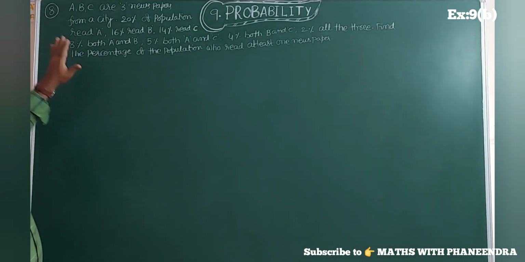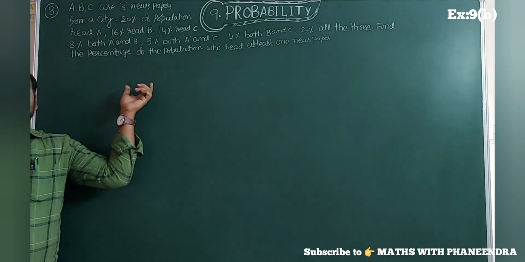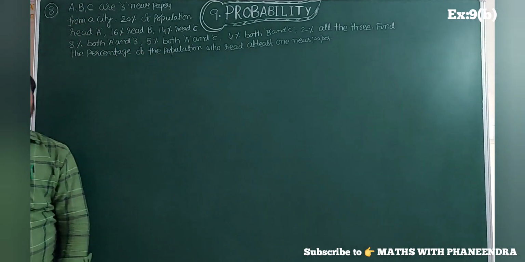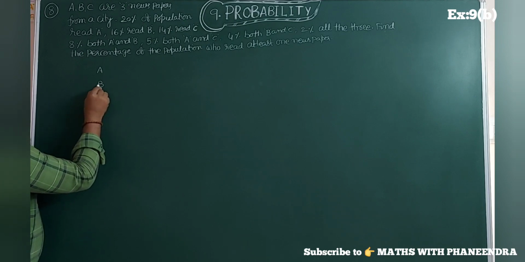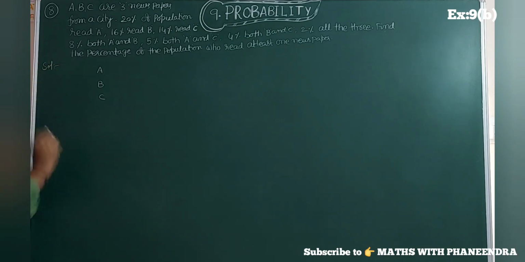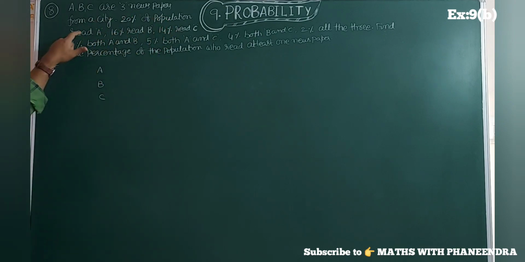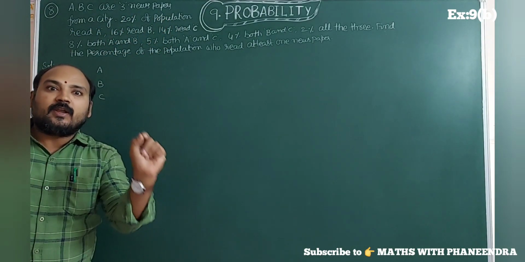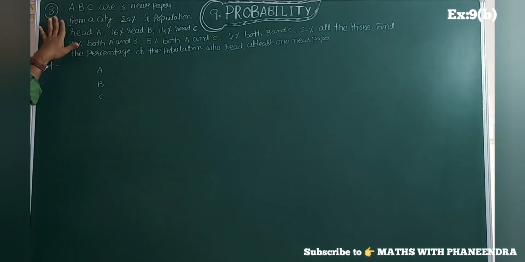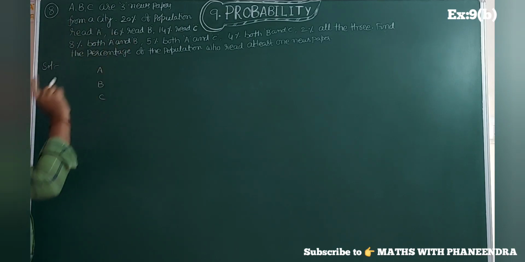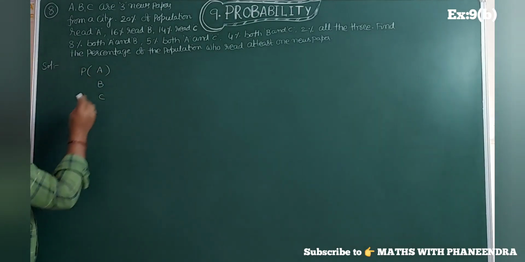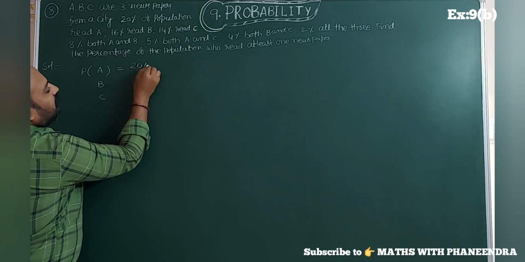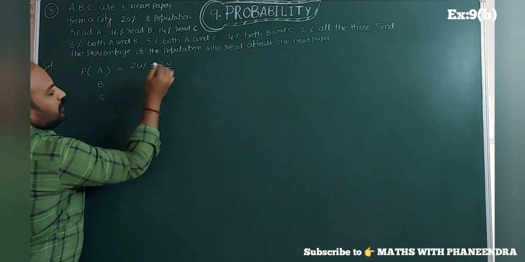Next question, dear students. Question number 8. A, B, C are 3 newspapers from a city. 20% of the population read A. That means the probability of A equals 20%, that means 20 by 100. No need to simplify, leave it like this.